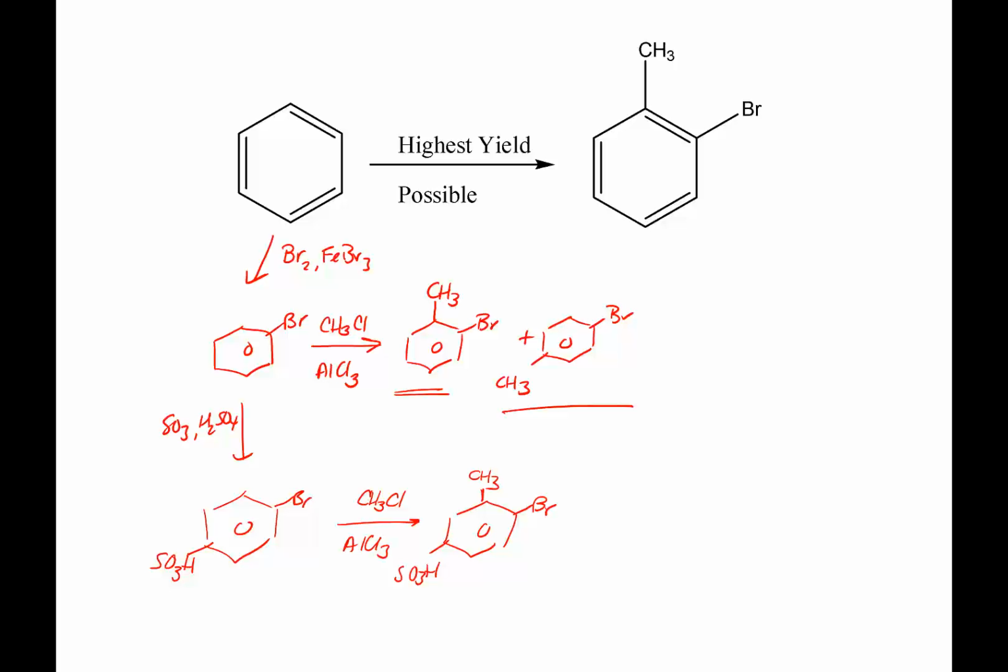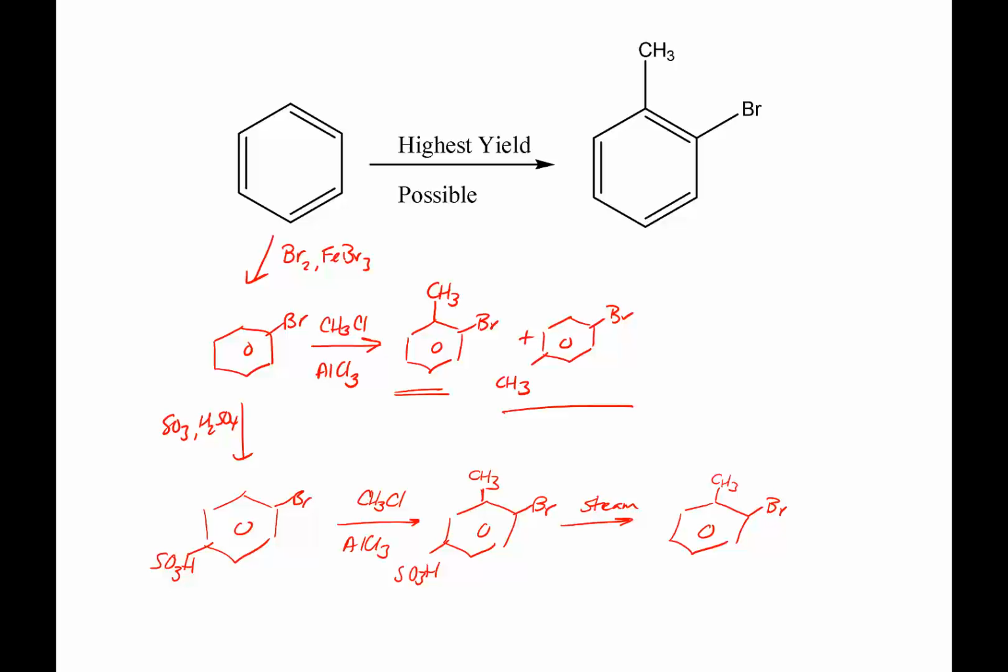So I get the methyl group on there, and then what do I do? I treat this with some steam and then strip off the SO3H group, and so therefore I've made my product in a much higher yield than I did if I just added the alkyl group to the bromobenzene.